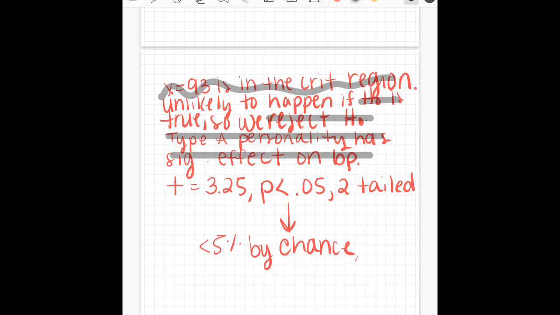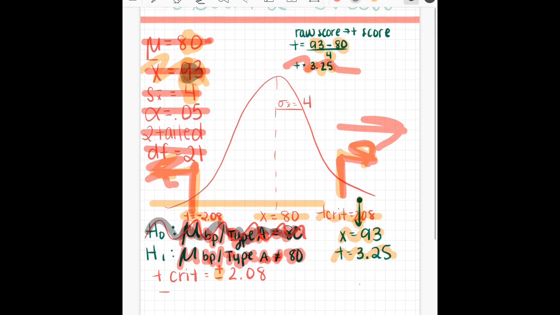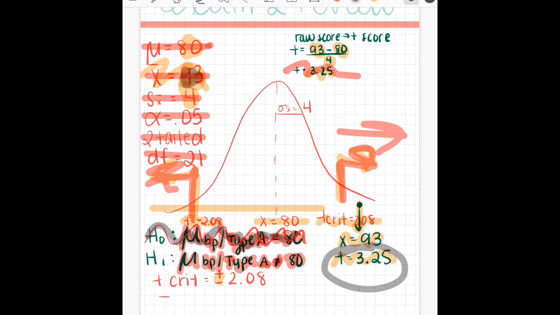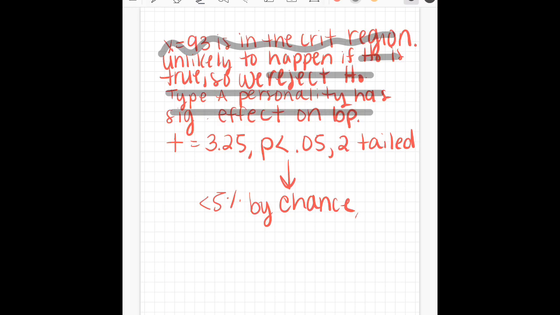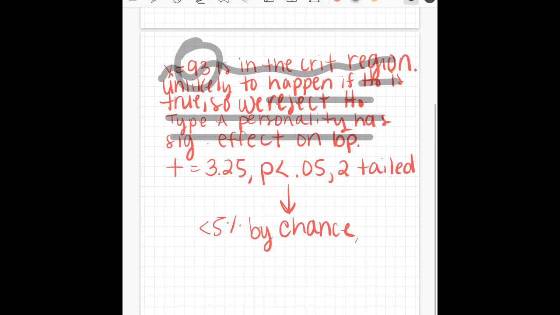So I have t equals 3.25. That was the t-value that we computed using our formula sheet. I have p is less than 0.05, which means it's a less than 5% chance that we would have found this result just by chance, just at random, or by sampling error. And then I just have it written down that this was a two-tailed test.